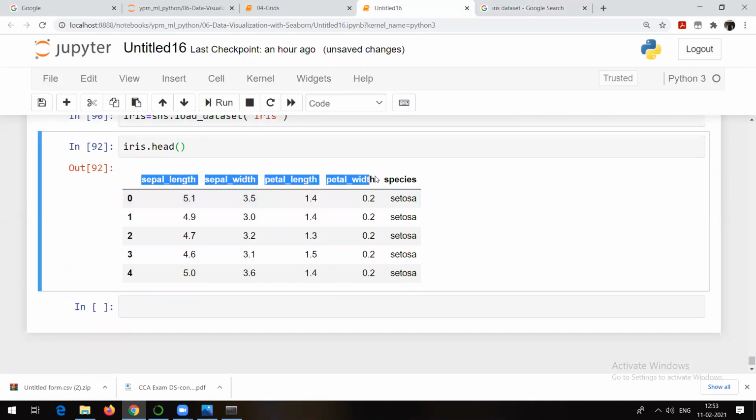What is the meaning of this particular thing? It means that if a particular flower's sepal length is 5.1, its sepal width is 3.5, petal length is 1.4, and petal width is 0.2, it is setosa, and so on. Right? So this is the data set we have.